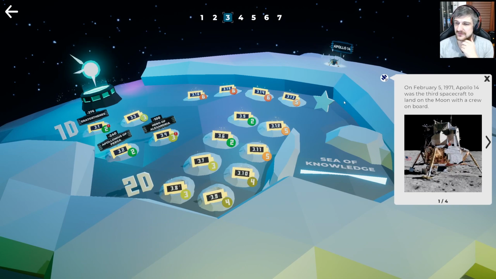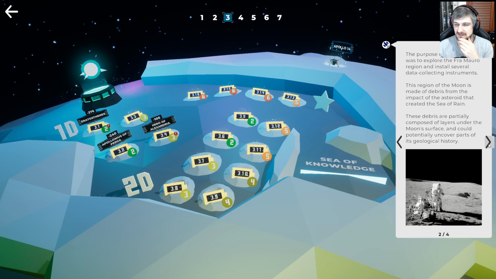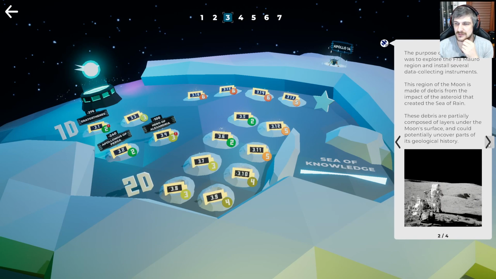On February 5th, 1971, Apollo 14 was the third spacecraft to land on the moon with a crew on board. We're skipping the first one. The purpose of the mission was to explore the Fra Mauro region and install several data collecting instruments. This region of the moon is made of debris from the impact of the asteroid that created the Sea of Rain. Those debris are partially composed of layers under the moon's surface and could potentially uncover parts of its geological history.